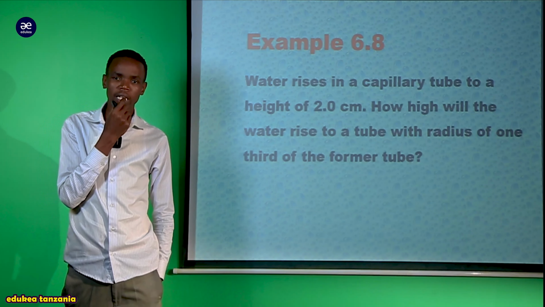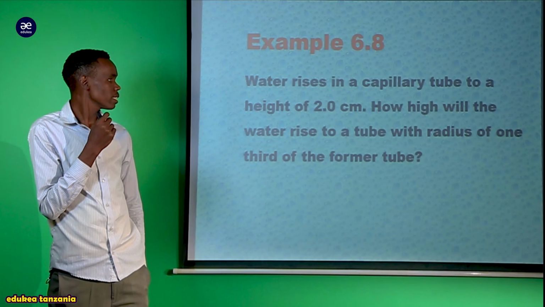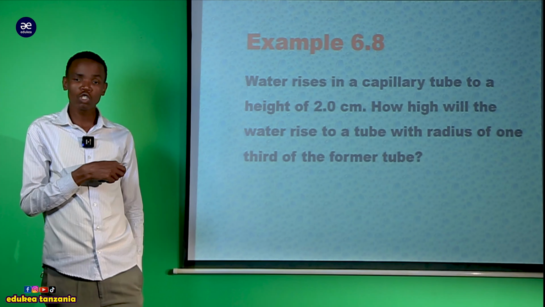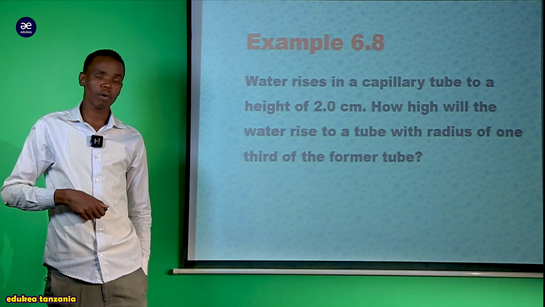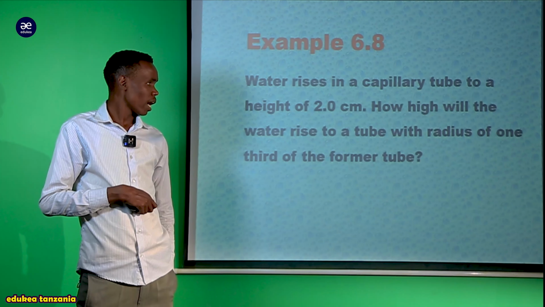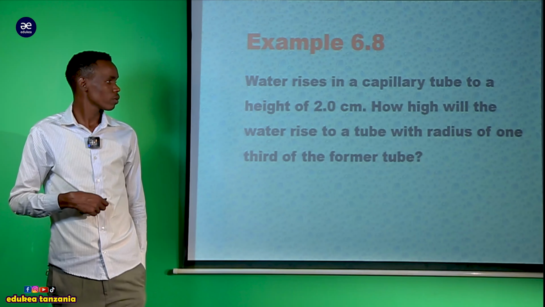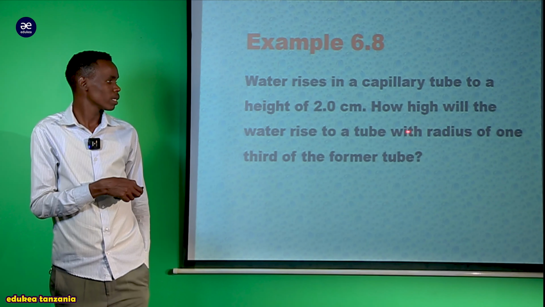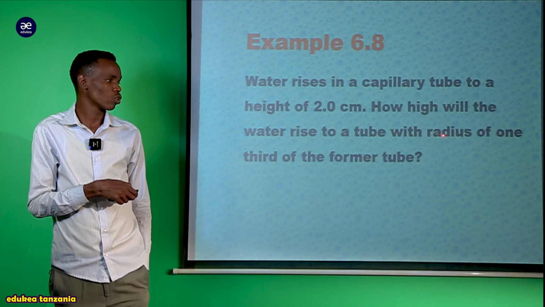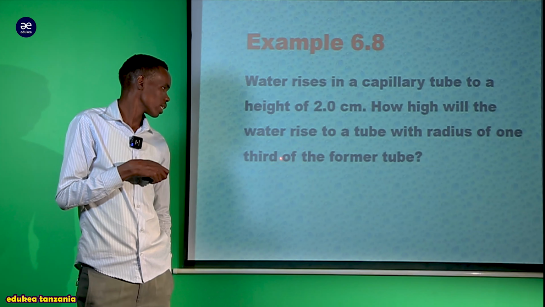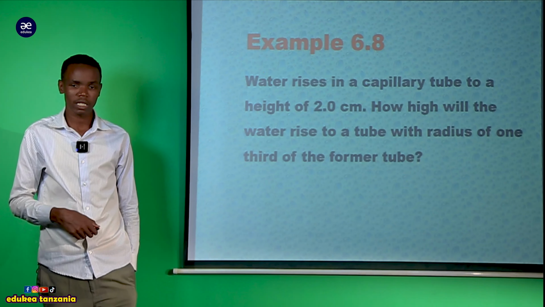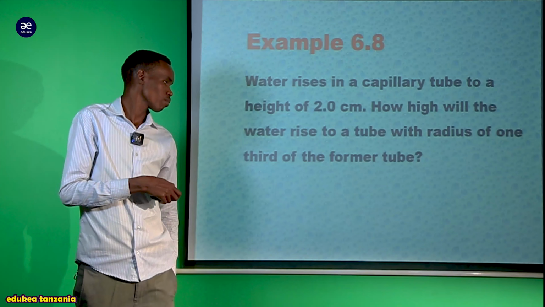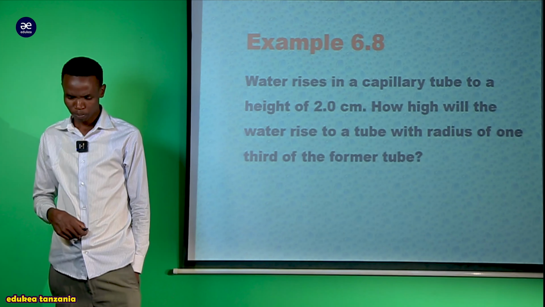That capillary tube contains an amount of water. It rises initially to a height of 2.0 centimeter. Now, what will be the height of the water rise in the tube if the radius of the initial tube is 1 side of the former tube?